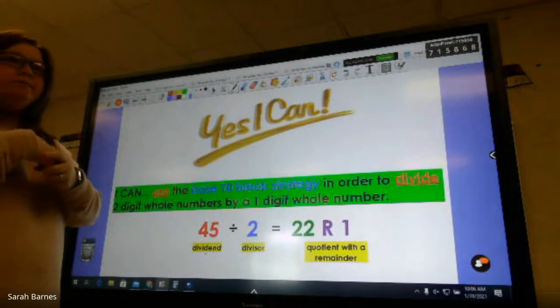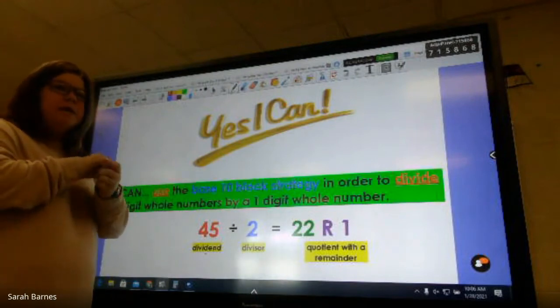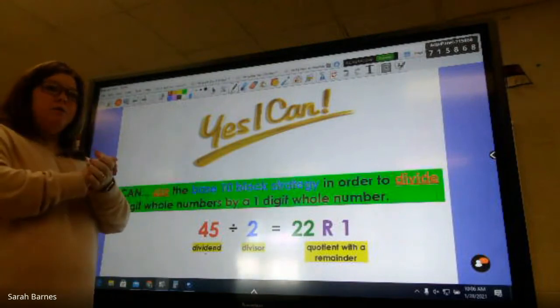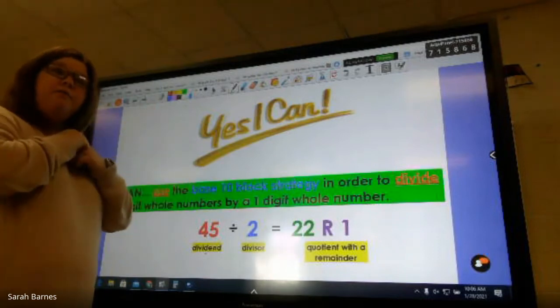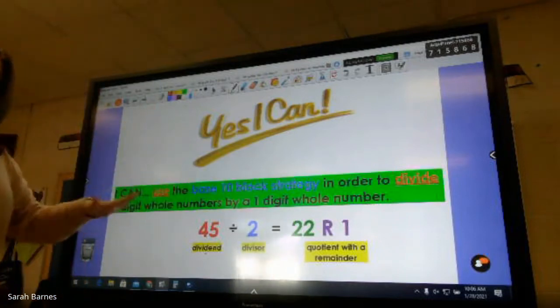Is it okay sometimes if we have division problems that do not have a remainder? So some of them will not have a remainder, and some of them will have a remainder, and that's okay.